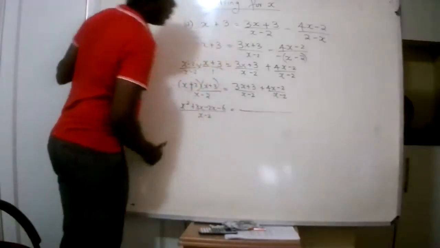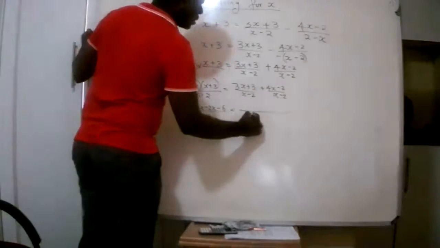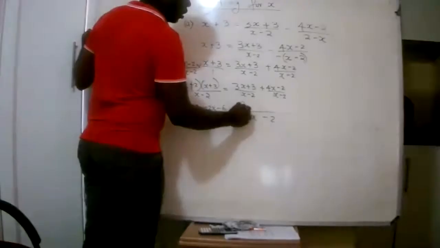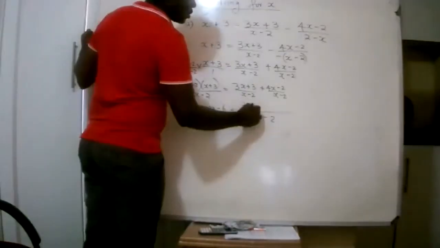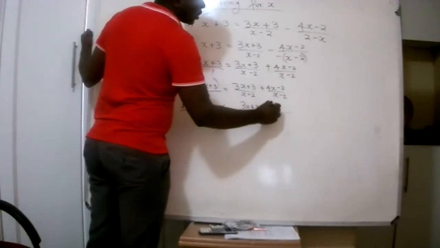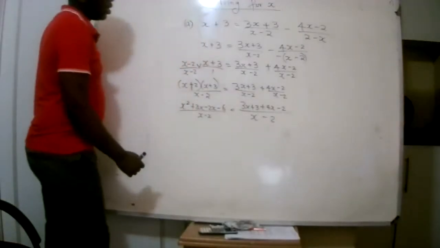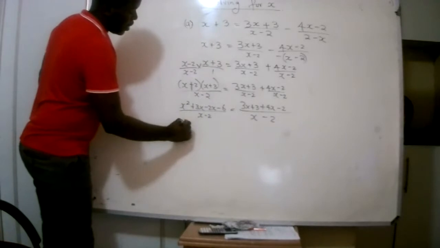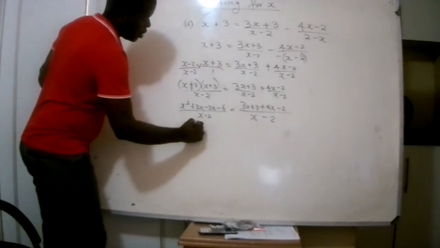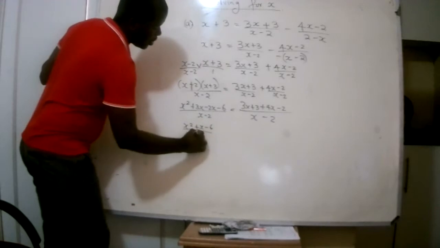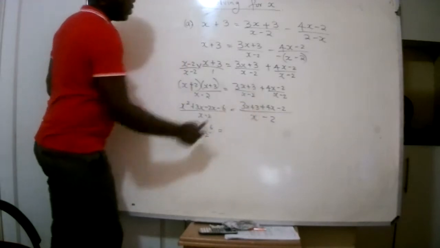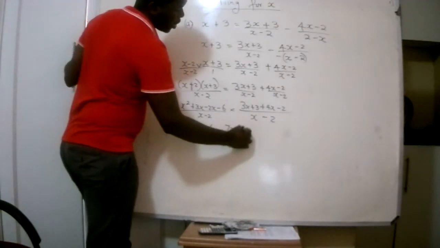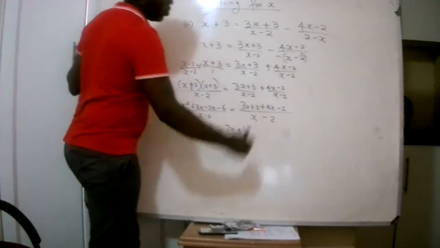So now on the right-hand side, because now the denominators are the same, you can just write one denominator and add them together. And when we add them together, we want to obtain 3x plus 3 plus 4x minus 2. So we add the like terms on the numerators. When we add the like terms, we're going to obtain x squared plus x minus 6, all divided by x minus 2, equal to, on the other side, 7x plus 1 divided by x minus 2.